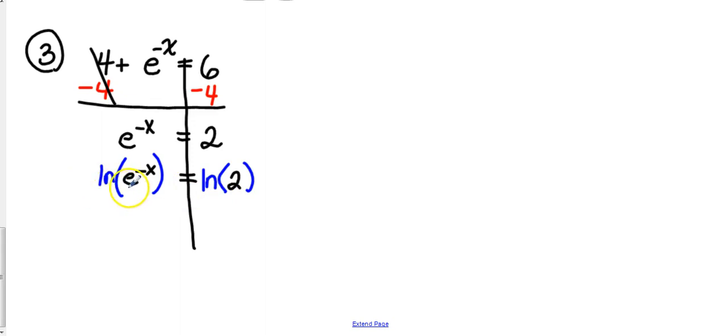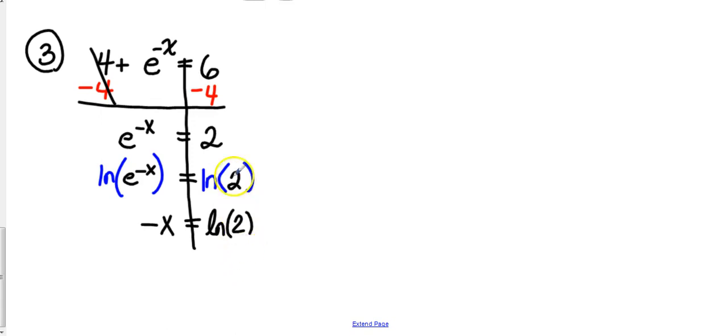Natural log of e, those are inverse operations. Also, you could apply the power property here. That becomes negative x times natural log of e. Natural log of e is 1. We are left with negative x equals natural log of 2. Just a side note, you can either do a non-cursive L or a cursive L. Totally up to you, what you like.